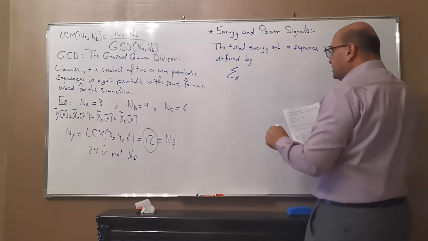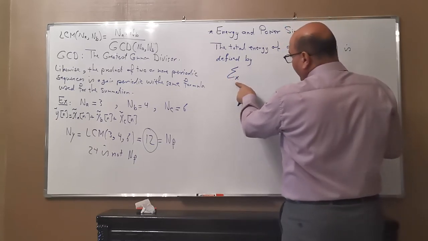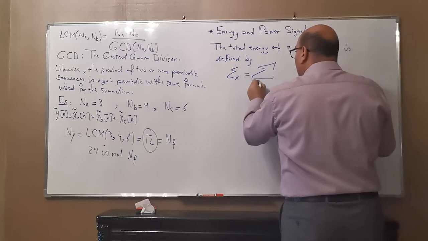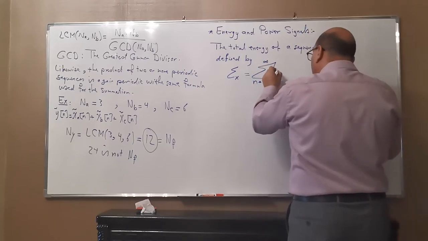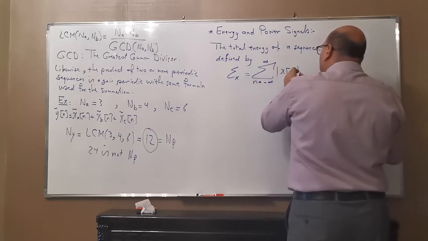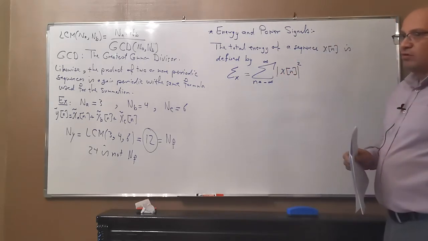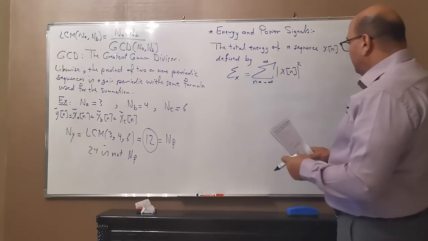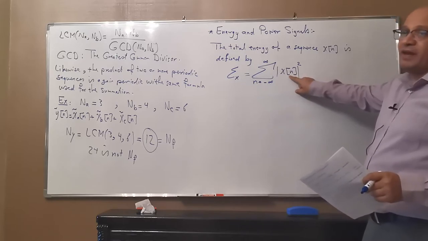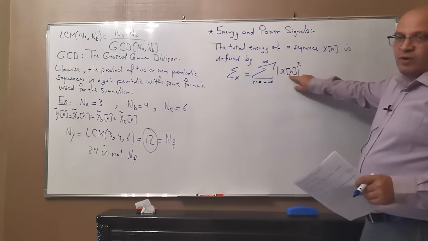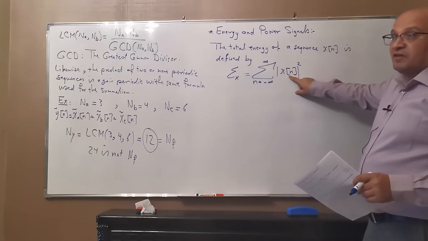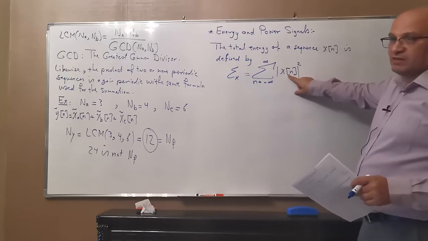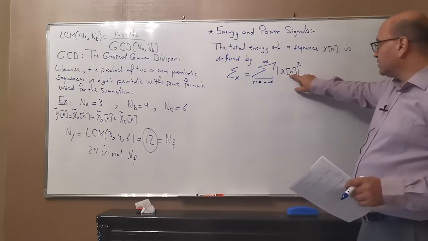italic E sub x. This means that the energy of x, the sequence x, is equal to the summation from n equals minus infinity to infinity of the magnitude of x of n squared. Okay? So this is the definition. Please notice here that if x of n is real, then this is the square of every element inside. If it is complex, then this is the magnitude squared, which is the real part squared plus the imaginary part squared. Please be aware of this. Okay.